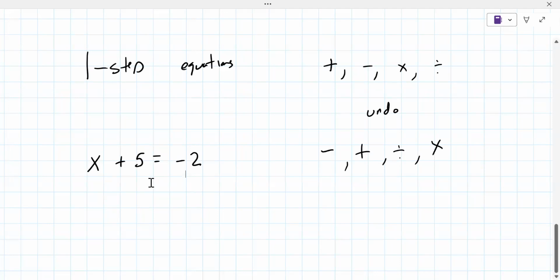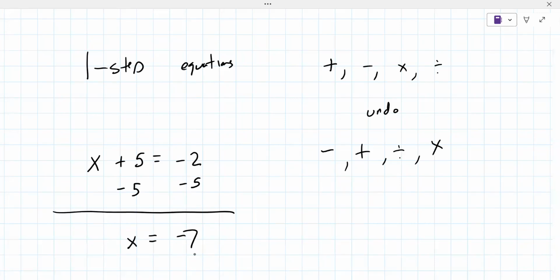What is this that I'm hovering over, highlighting? 5 plus 5, addition by 5. How do you undo addition? Subtraction. You subtract 5 from both sides. Have you seen this before? Yes. Okay. What is -2 minus 5? -7. Yeah. Okay. Great. All right.